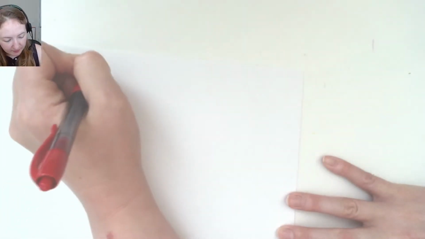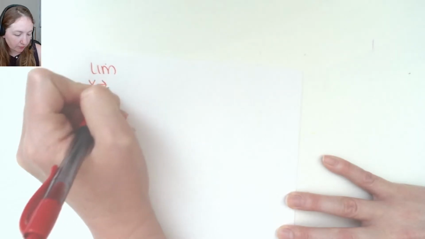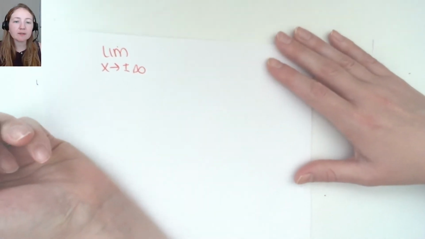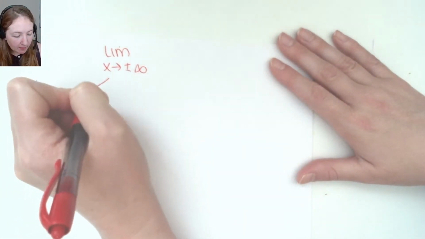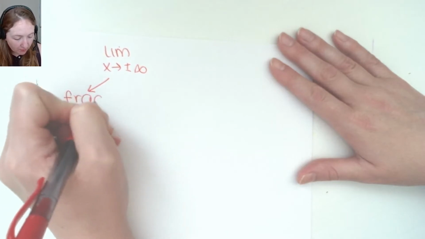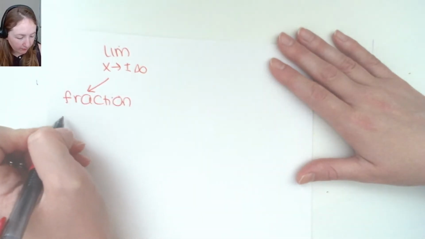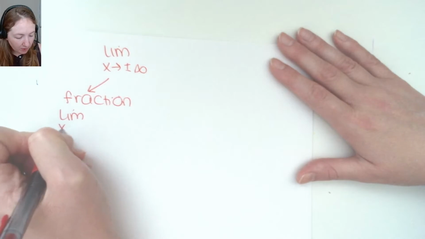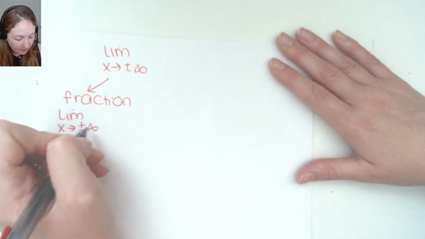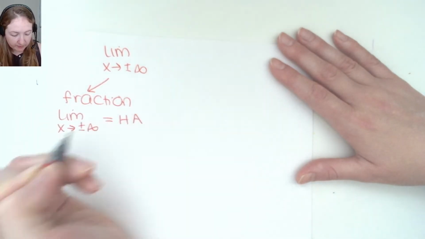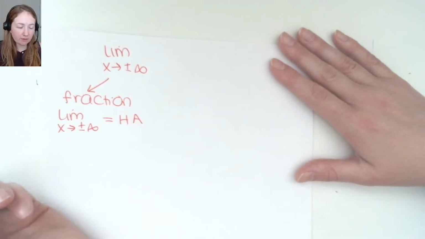I do just want to give you a quick rundown for these limits as x goes to plus or minus infinity. There's basically two cases that happen. If you have a fraction, then you are going to use the fact that the limit as x goes to plus or minus infinity is the horizontal asymptote. So that's what we saw earlier in this section.